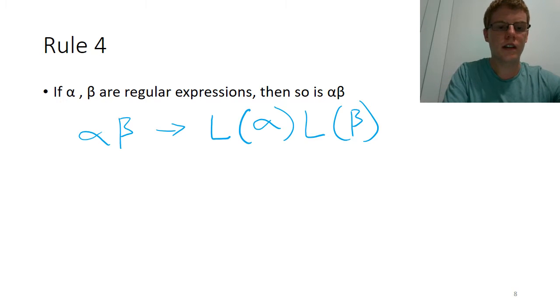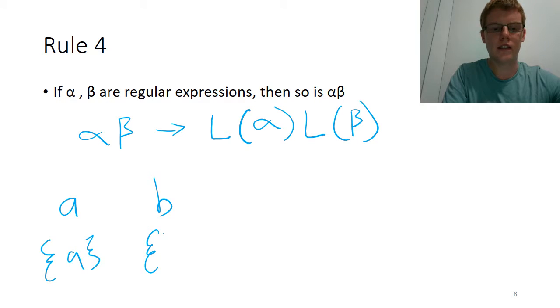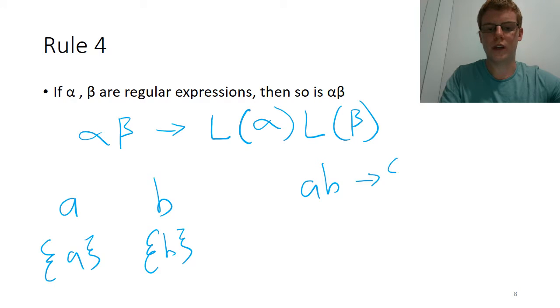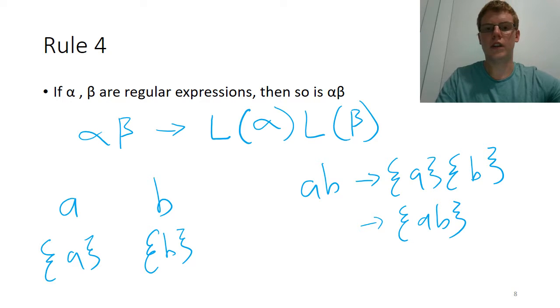So for instance, if we had an A and we had a B as 2 regexes, their respective languages are the set of just an A and the set of just a B, then AB together as a regex refers to the language built by concatenating those 2 languages, which you should remember from your first few weeks is simply the language with only the string AB in it. It gets more complicated with more complicated regular expressions, obviously.